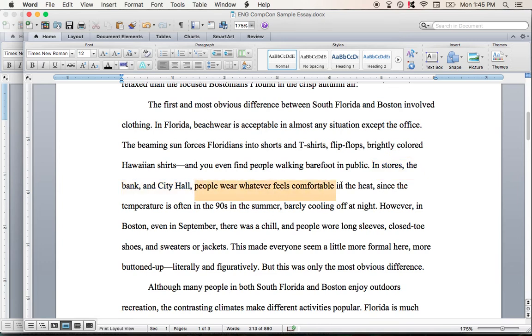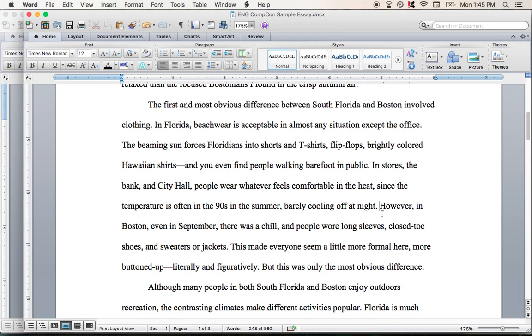And then this explains why they do that. They wear whatever feels comfortable in the heat, since the temperature is often in the 90s in the summer, barely cooling off at night. So this doesn't say what people wear, it explains why they might wear that, because it's hotter in South Florida.